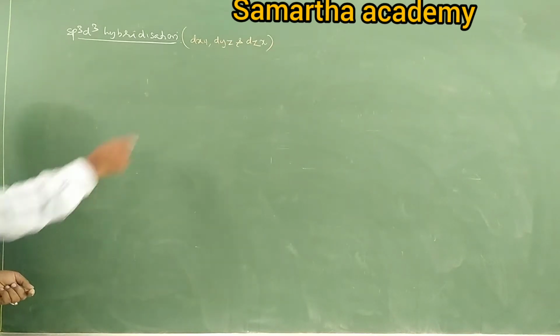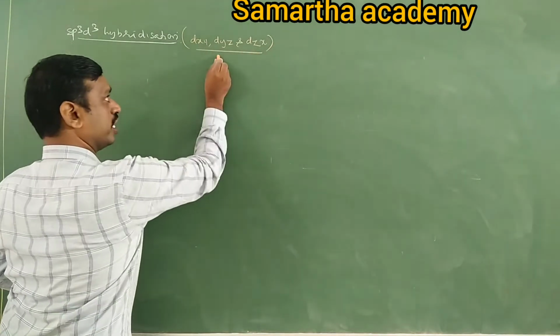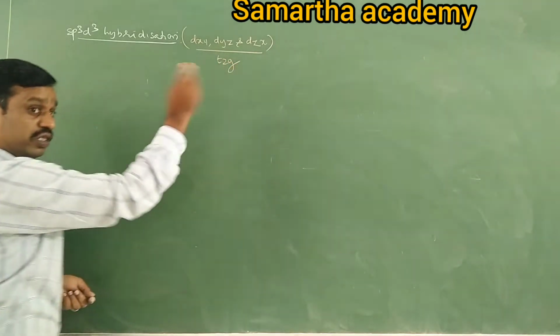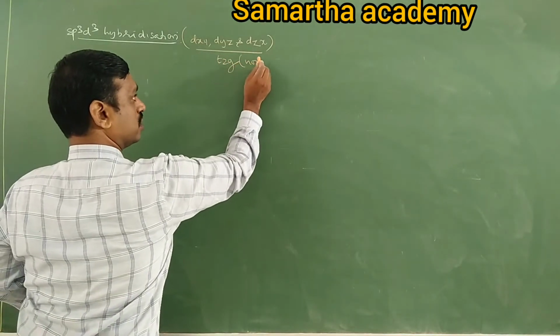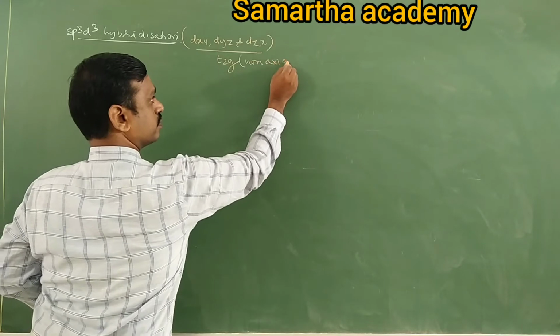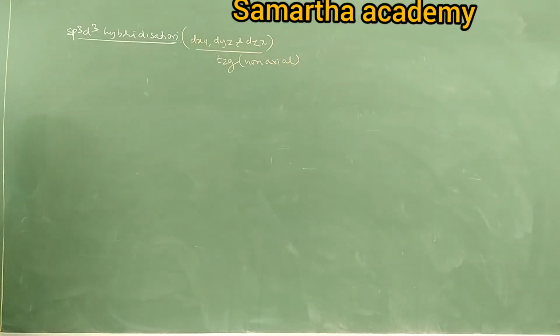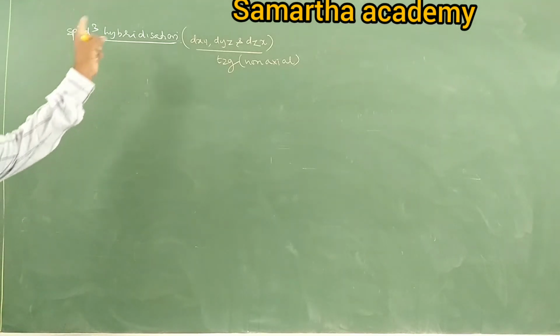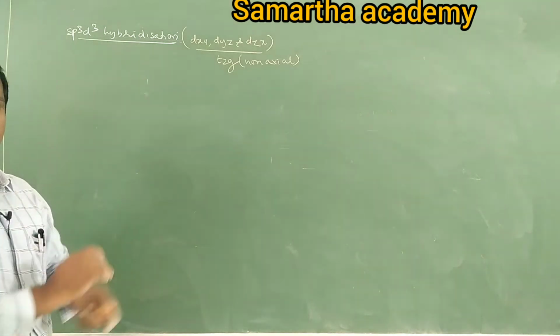Do you remember these three orbitals are called t2g, and the others eg? The t2g orbitals are also called non-axial orbitals. We study this in d-block elements and coordination compounds also. What about dx square minus y square and dz square? They are eg orbitals, axial orbitals, because they are oriented on the axes. The t2g are non-axial because they are oriented between the axes.